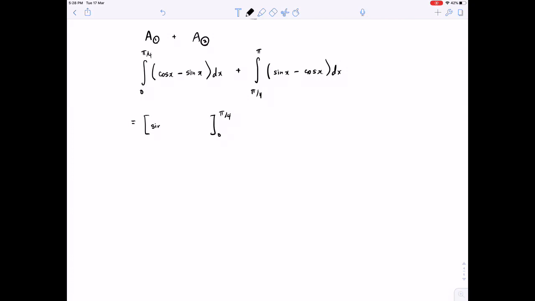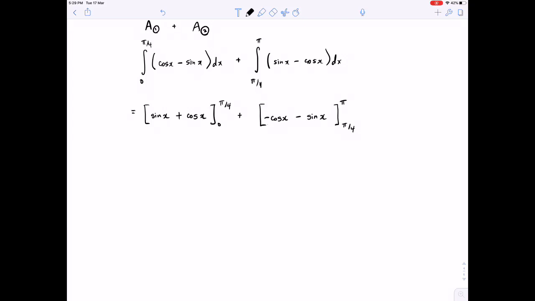Antiderivative of cosine is the sine. Antiderivative of minus sine is cos, so plus cos. That's nice. And then the antiderivative that we need over here is, well, what do we have? Pi over 4 to pi is what this is going to. So an antiderivative of sine is going to be minus cos. And minus antiderivative of cos is sine x. So this minus 1, I'm going to take these minus 1s and factor them out so that we have everything positive. So we've got sine x plus cos x going from 0 to pi over 4 minus cos x plus sine x from pi over 4 to pi.